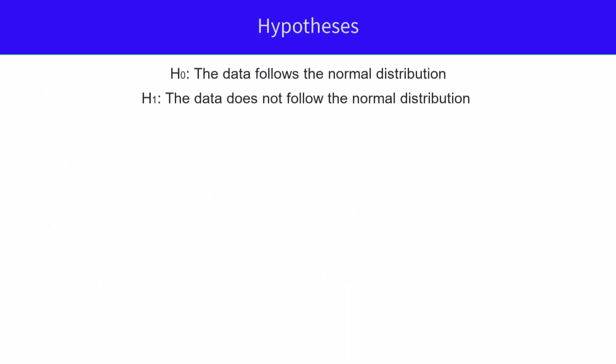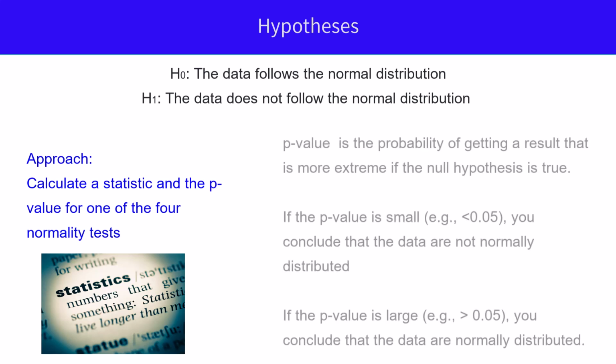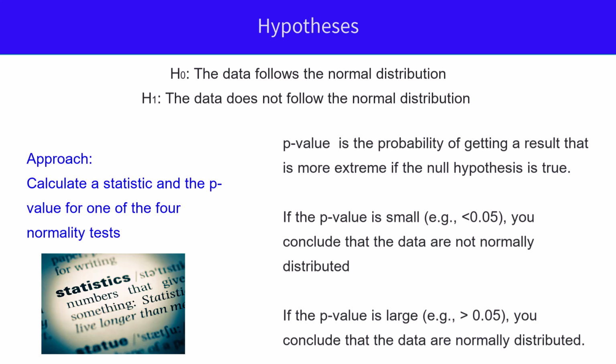So what are our 2 hypotheses? The null hypothesis is that the data follows the normal distribution. The alternate hypothesis, the data does not follow the normal distribution. And our approach is going to be calculate a statistic for each of the 4 normality tests and a p-value for each of the 4. Now remember, p-value is the probability of getting a result that's more extreme if the null hypothesis is true. If that value is small, typically less than 0.05, you conclude that the data are not normally distributed. If it's large, typically greater than 0.05, you conclude that the data are normally distributed.